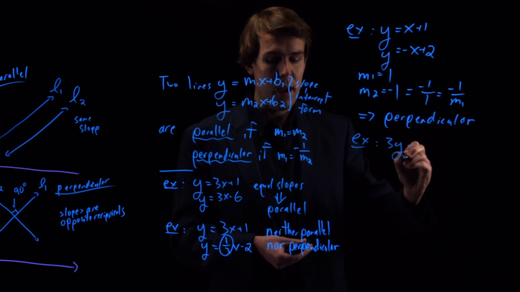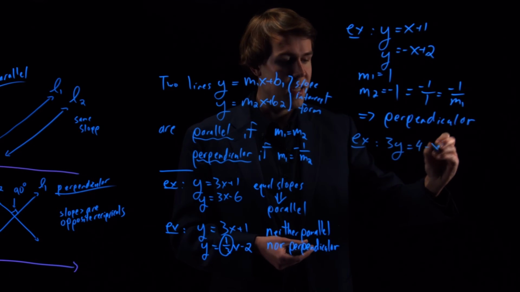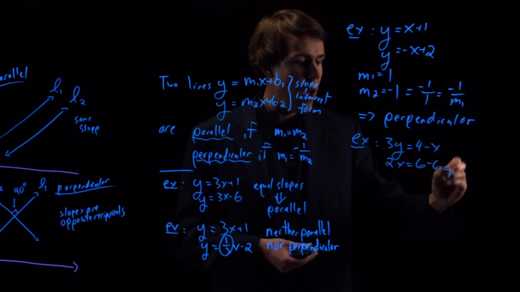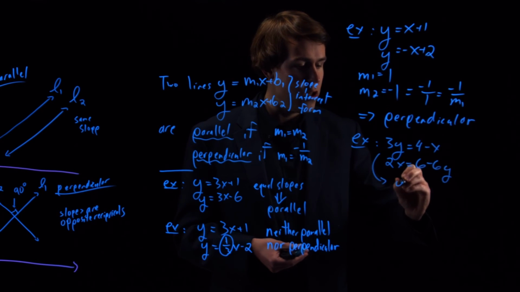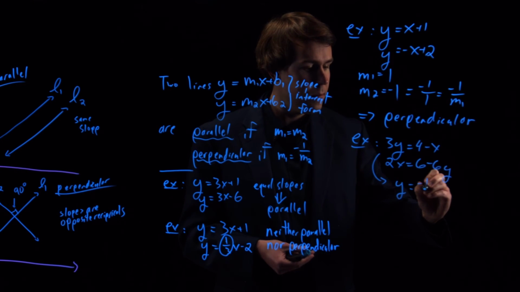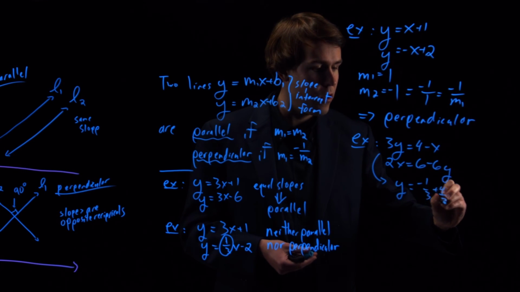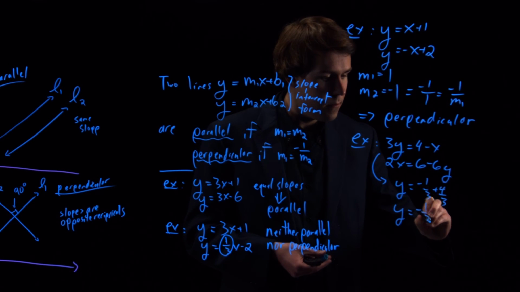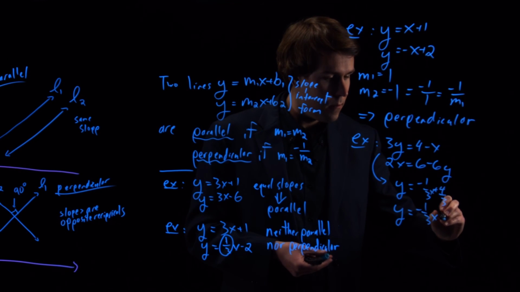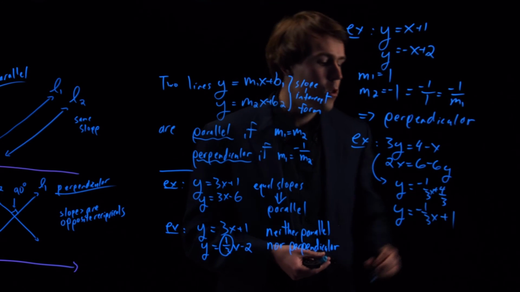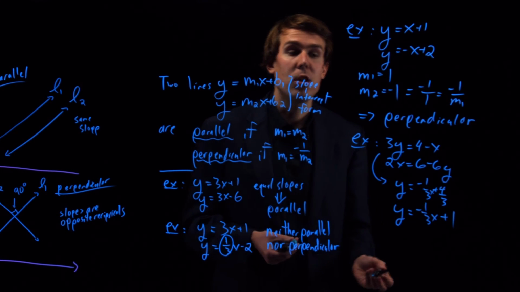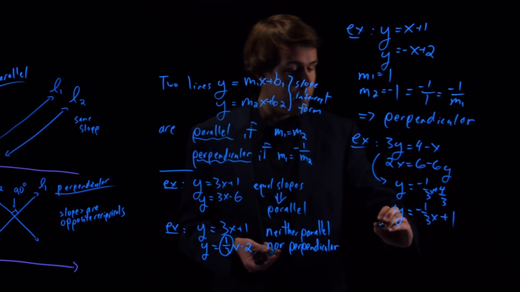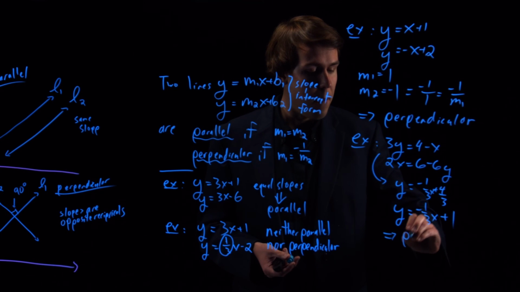So we'll look at 3y equals 4 minus x, and 2x equals 6 minus 6y. So we start by converting these to slope-intercept form, dividing the first by 3, the second by negative 6. So I get this. And now I ask the question, are these parallel or perpendicular? Well, the slopes are equal, which implies that they are parallel.